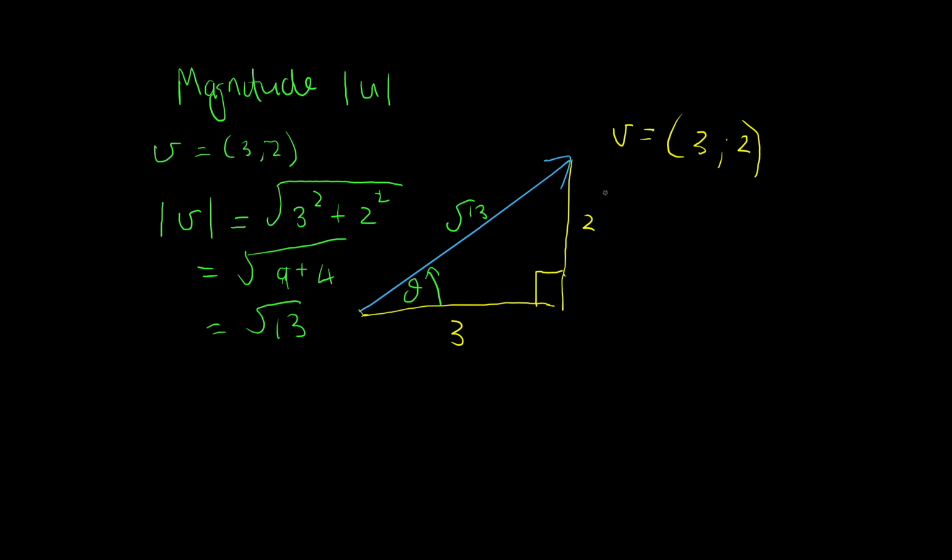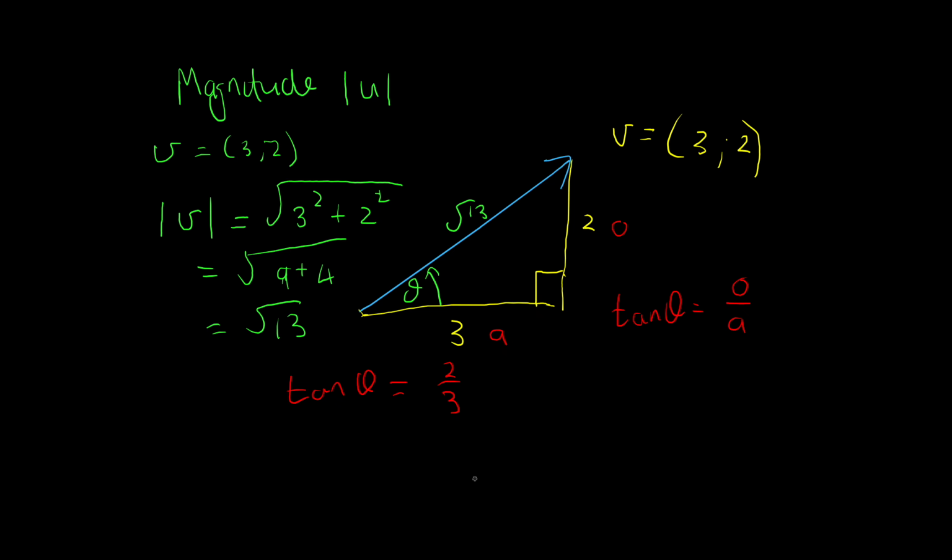Now we want to calculate our angle. Luckily we know about trigonometry, and this is the opposite side and this is the adjacent side. If we have opposite divided by adjacent, we know we're going to use the tangent of the angle to get that value. So the tangent of the angle theta is going to be opposite, which is 2, divided by adjacent, which is 3.